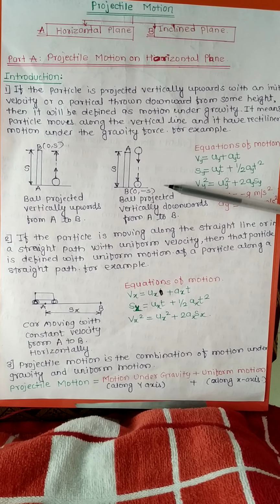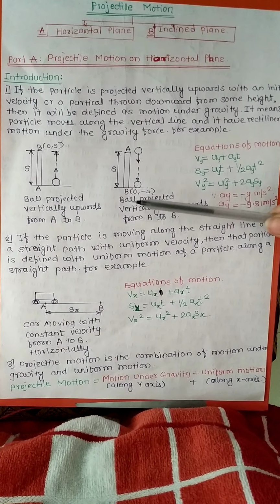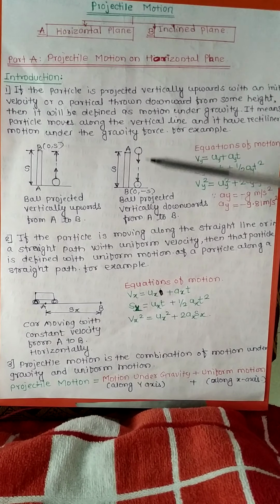The motion of the particle in vertical direction is defined from point A to B or B to A, or we can define it as vertically upward or vertically downward. In that case, the particle is under the action of gravitational force. Therefore, we call the motion of the particle motion under gravity.